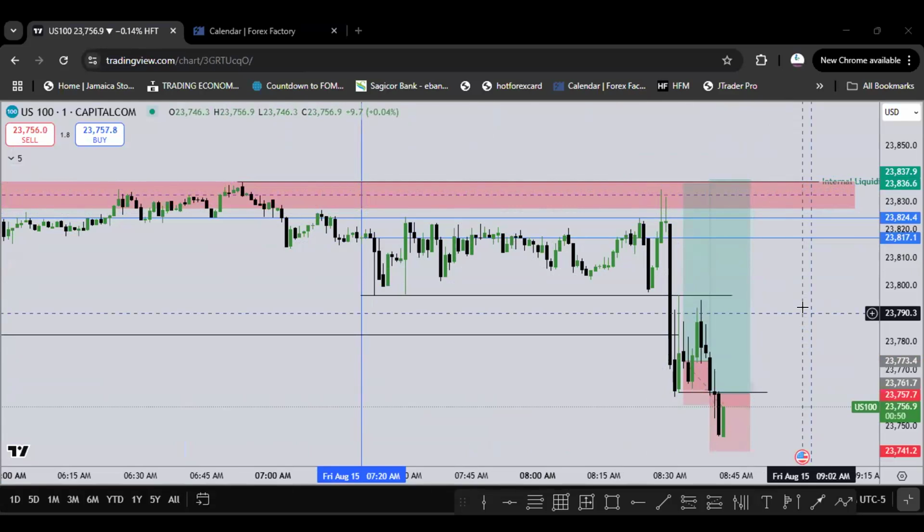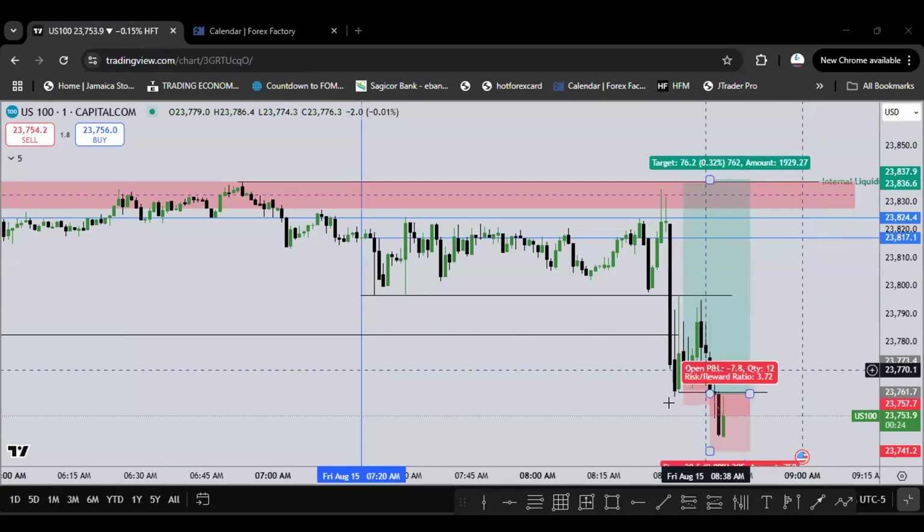Wow. I don't think Nasdaq likes me. I'll show you why. That low is my exact stop. There. Exact stop, and then it pulls back. But I'm not mad. I'm not mad.